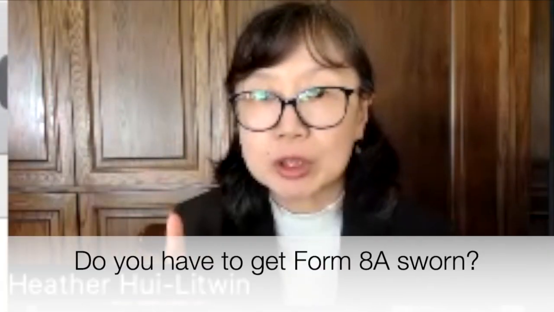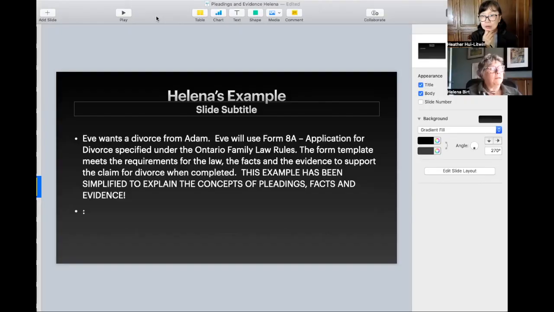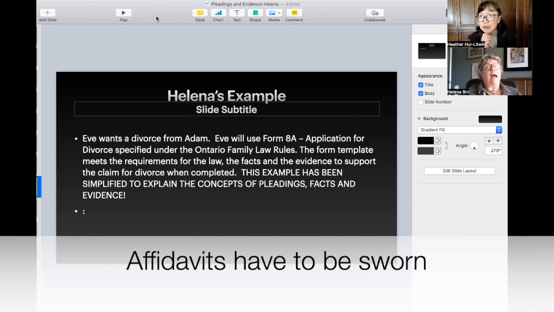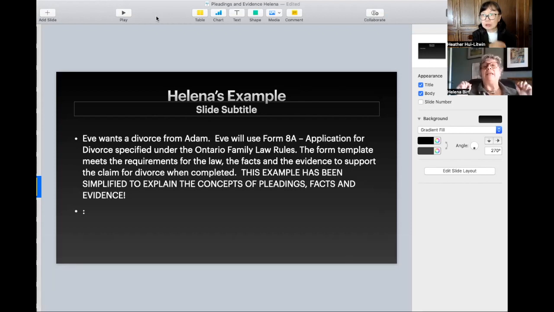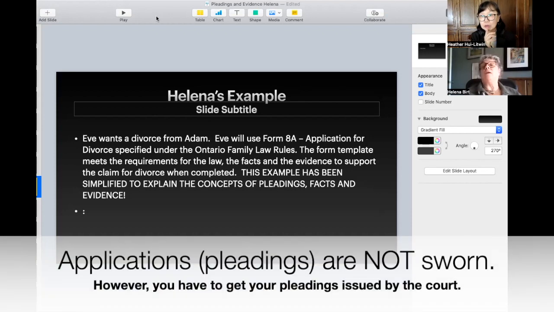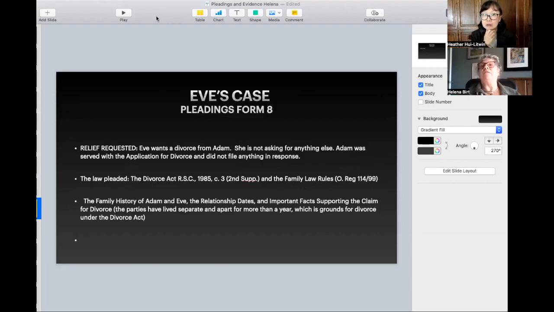Just a very quick question. For this Form 8A, which is a pleading, do you have to get it sworn before a commissioner when you're filling it out? No. Remember I said affidavits need to be sworn. Affidavits are statements of fact and evidence. This is a pleading. You have to get your application issued, but you don't have to swear it under oath, because there's a lot of stuff in your application that aren't necessarily facts that you're swearing to. You're pleading the law. You're setting out what the material facts are, saying these are the facts. But you don't have to swear to those facts yet. We'll talk about that later.